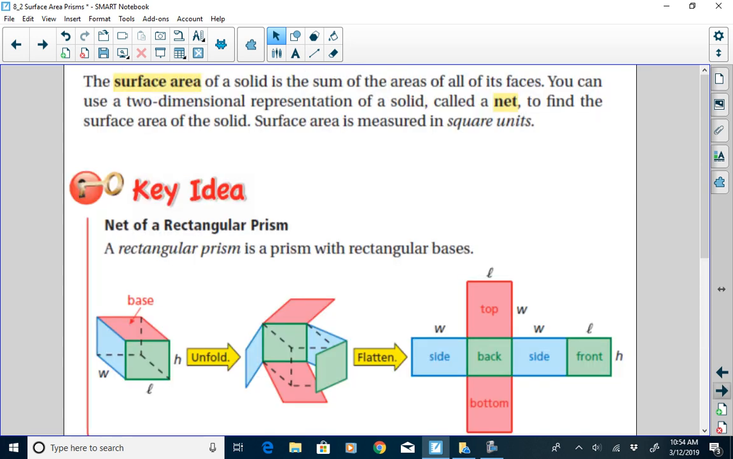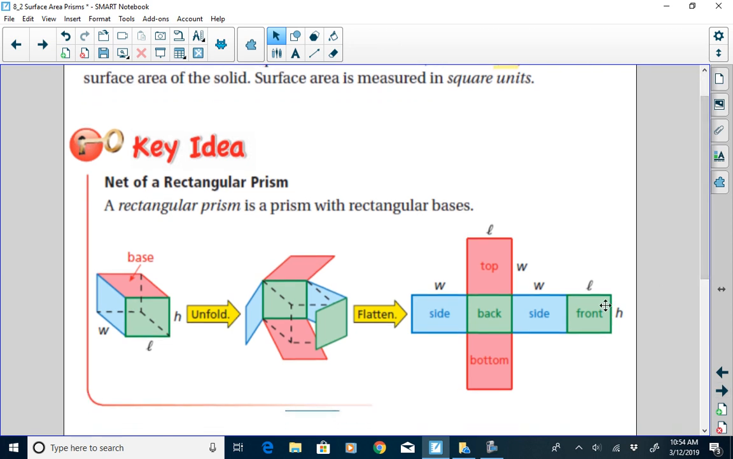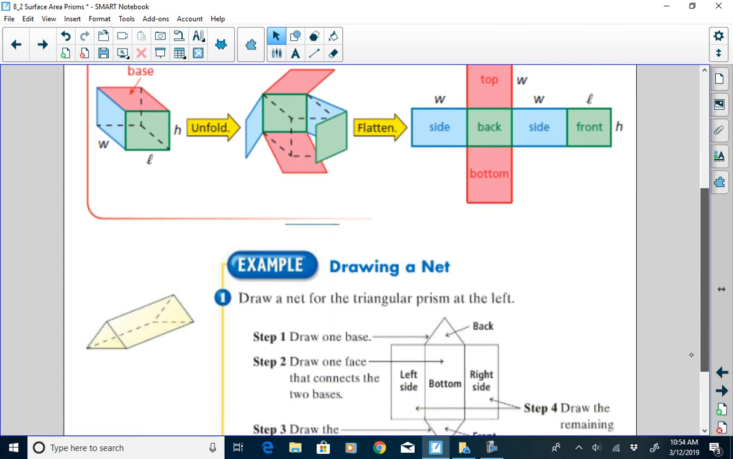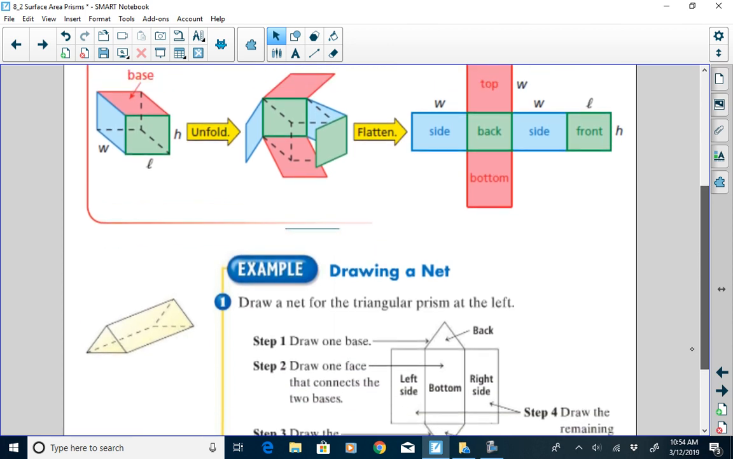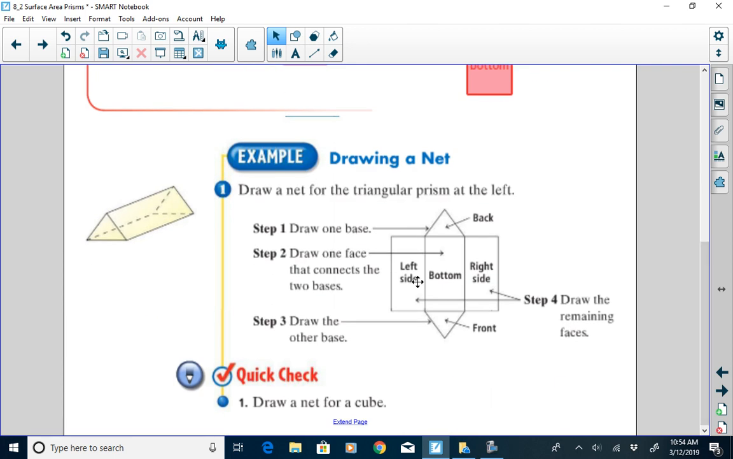All right. When we talk about a net, one of the ways that you can find the surface area of a figure is to take the three-dimensional figure and unfold it into a two-dimensional figure, and that's what this example shows here. We start with our three-dimensional figure and we unfold it into a two-dimensional figure, and we find the areas of all of these individual surfaces. We add them together to find the surface area. That works for both rectangular prisms and for triangular prisms.